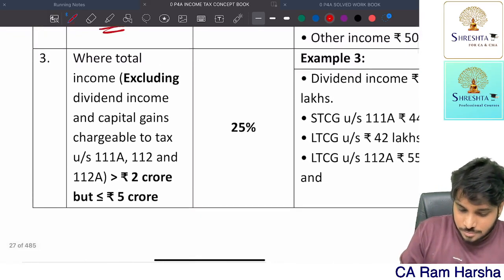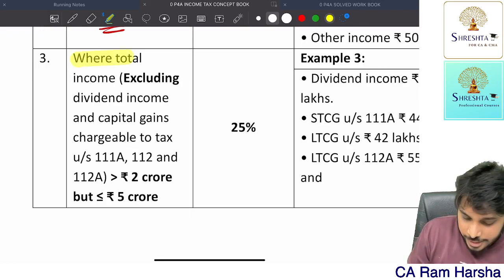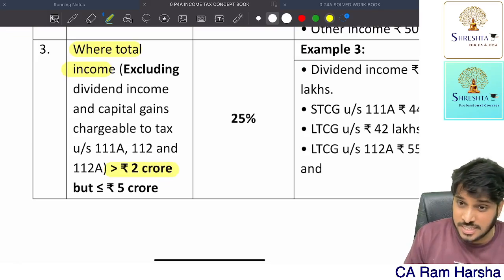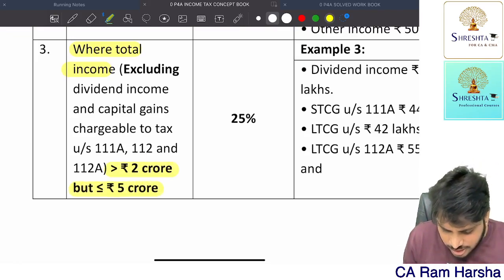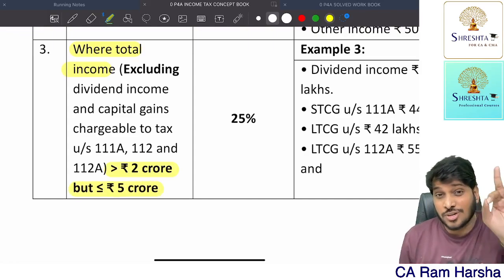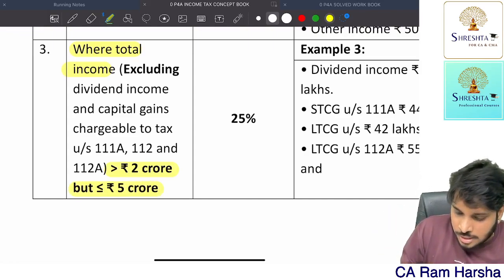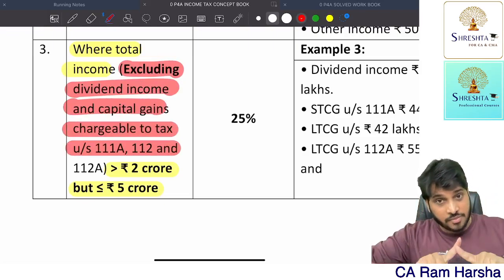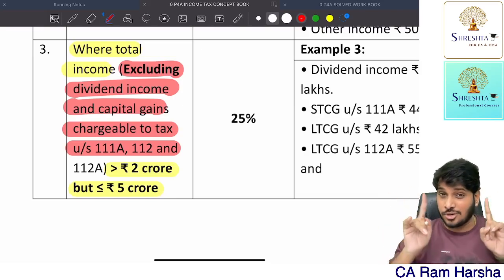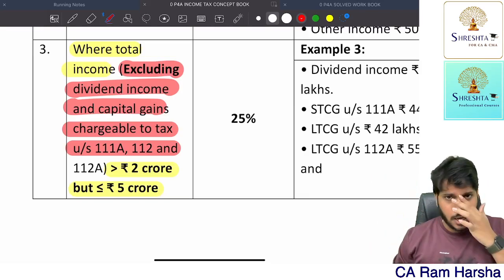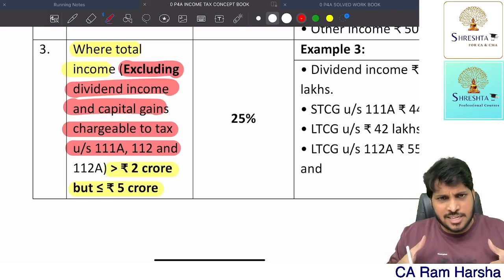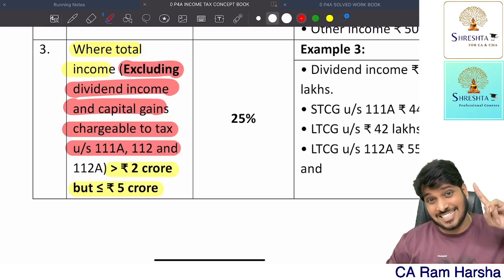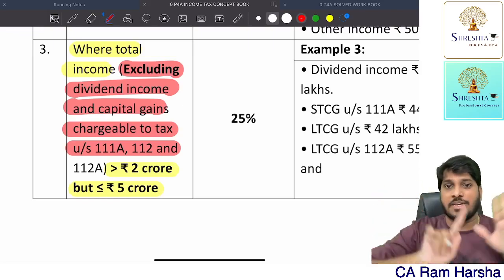You see here, suppose total income exceeding 2 crore, but less than or equal to 5 crore. Now, which total income? Total income excluding dividend income and capital gains. Which means incomes which are taxable at normal rates except dividend, but including lottery, including black money, all that.